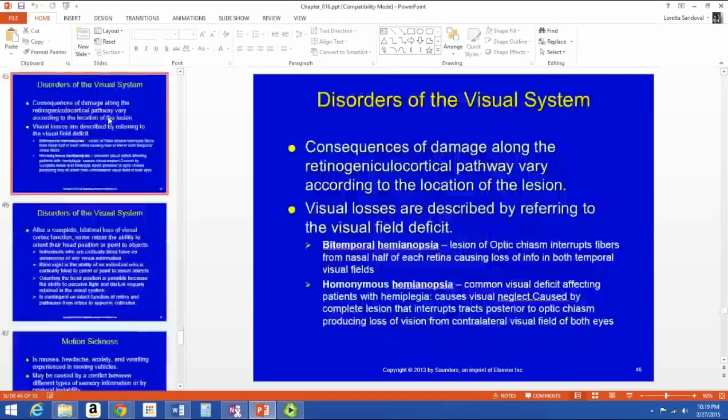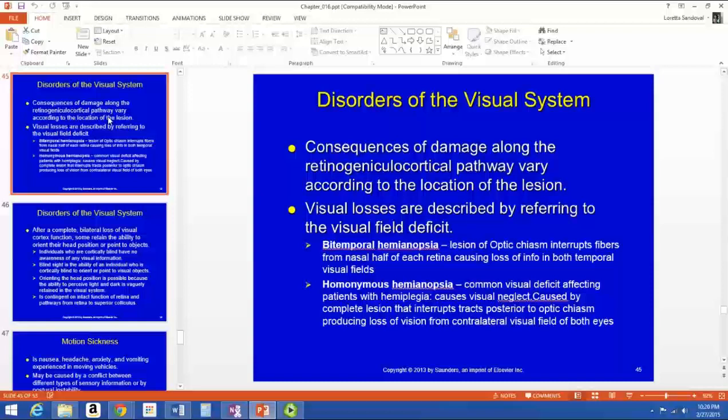So when we start talking about the disorders of the visual system, we're really going to talk about two of them, even though I have listed some other ones in the PowerPoint. Anywhere along the pathway, you can have a lesion, and because that visual cortical pathway is so convoluted compared to other pathways in our body, half of it crosses over, half of it doesn't. The visual losses really vary according to the location of the lesion, and there's some good pictures in the book showing different lesions and what kind of losses result from them.